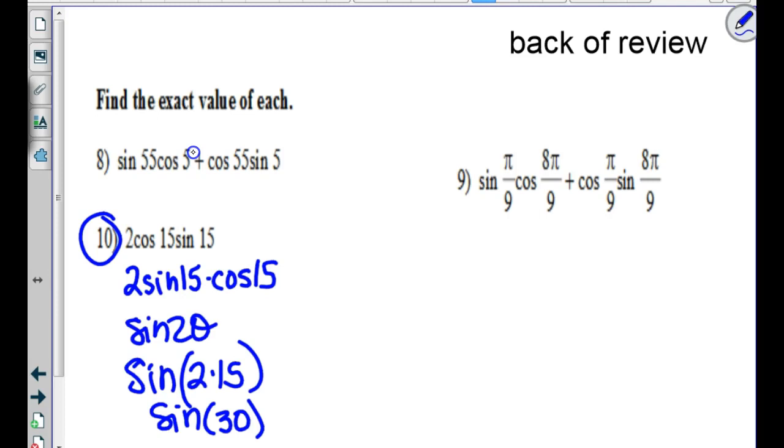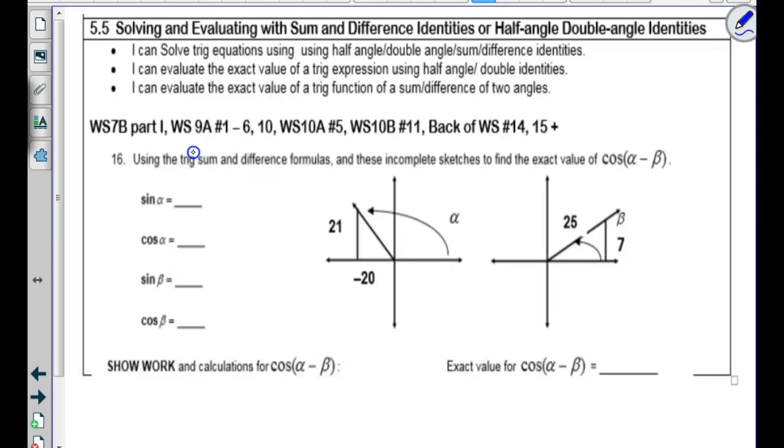On the quiz it might say sine of 47 or something. It's not going to be something you can substitute, okay? Any questions on those kind? You had some of those to practice on worksheet 7B that was assigned for homework.